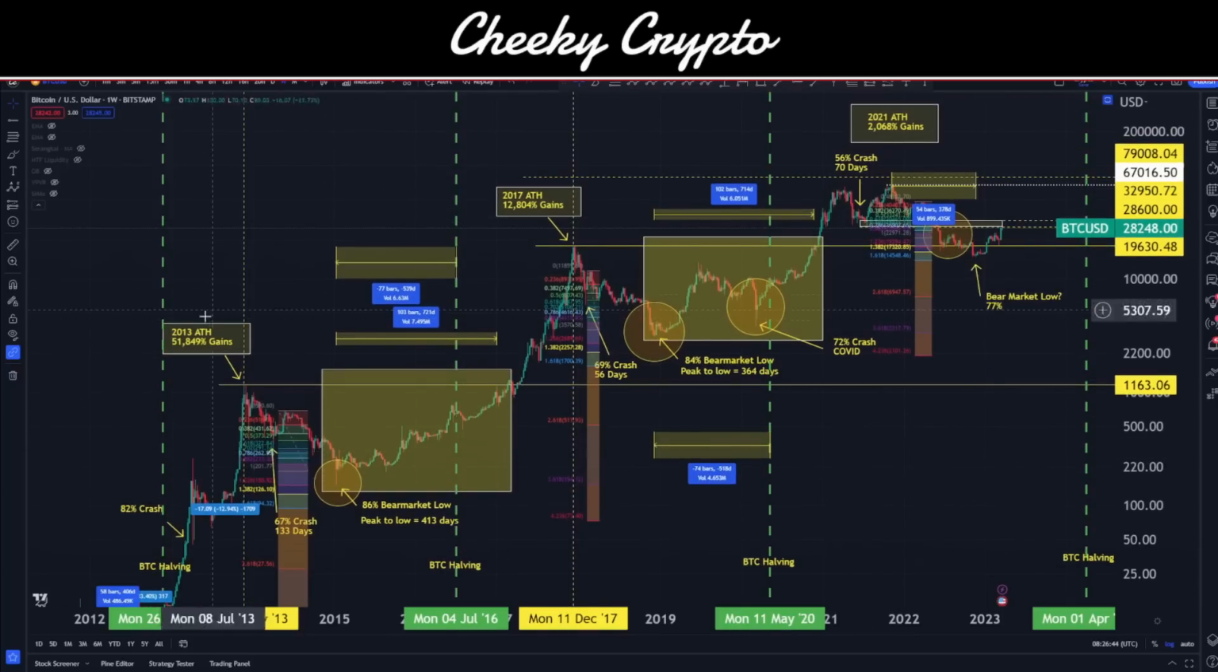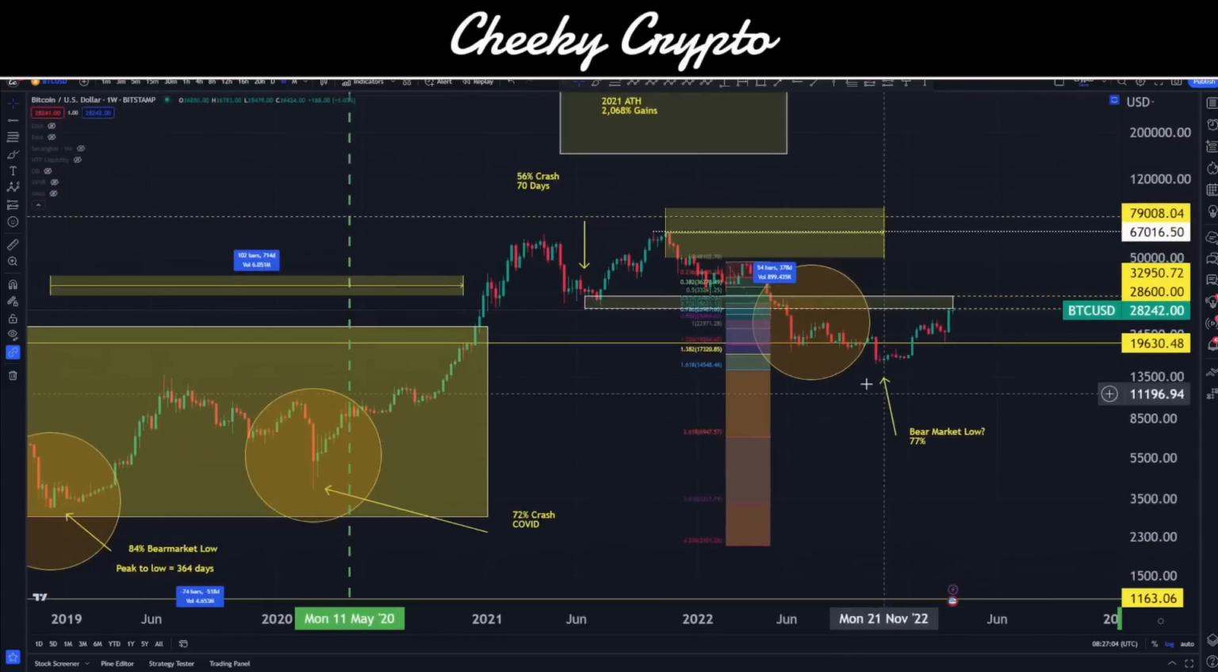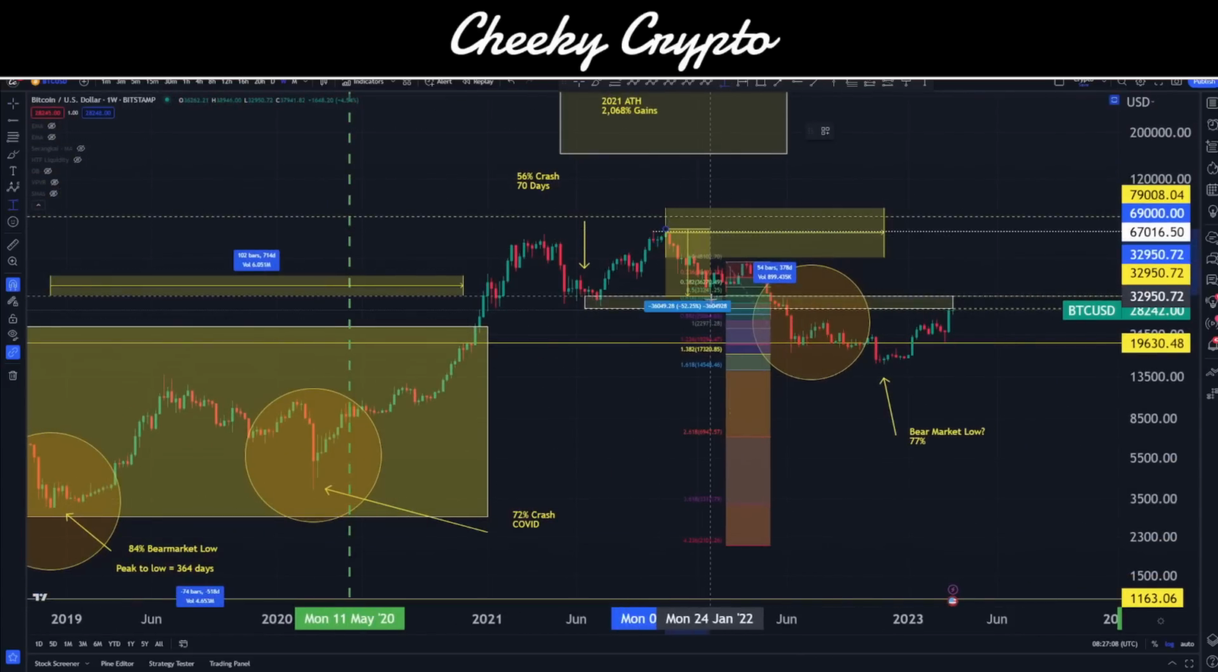After those three peaks, we can see that there's an initial crash. We can see a 67% crash in 133 days after the 2013 peak. In 2017, after that peak occurred, it was a 69% crash in 56 days. In the 2021 peak, we saw a 52%, I believe. I haven't got it marked up, so let me go ahead and draw that in. From the peak, the initial crash was 52%.